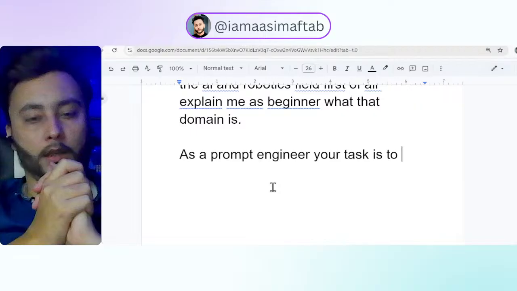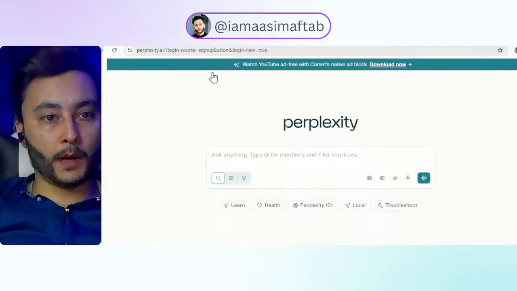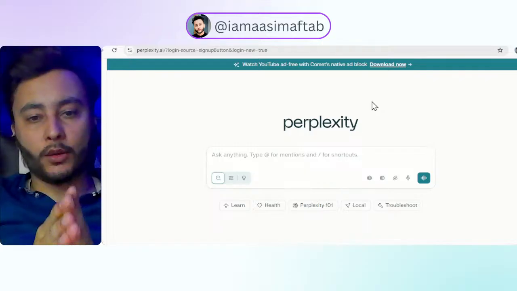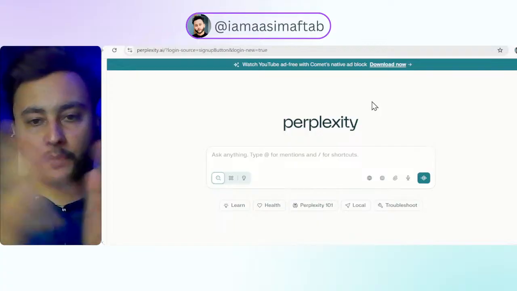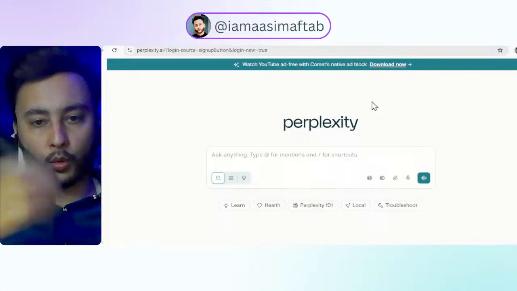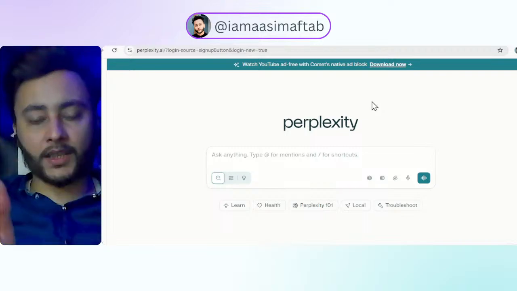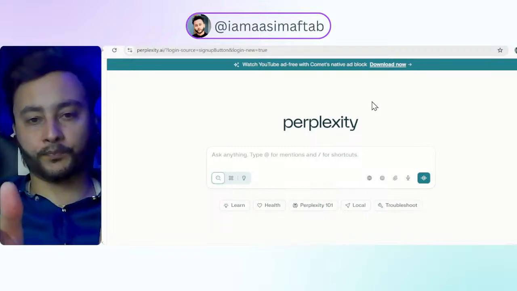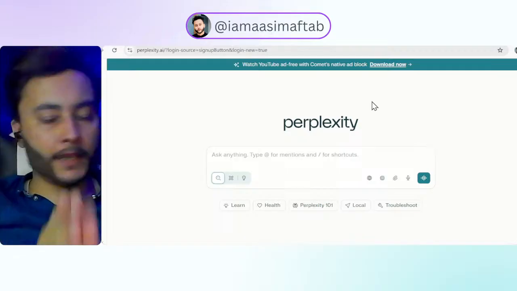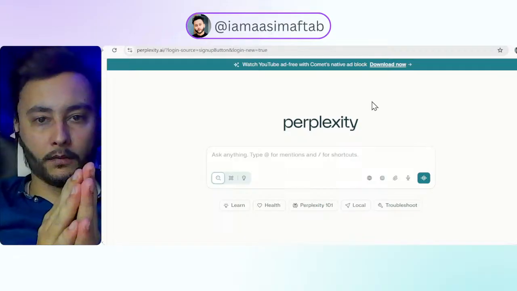Okay, one thing I've forgotten is to tell you about a tool, which is Perplexity AI. This tool does research for you, searches different pages, reads them, and returns to you what you have asked for. For research purposes, we will use this tool. When you need to research something, Perplexity AI plays a phenomenal role.